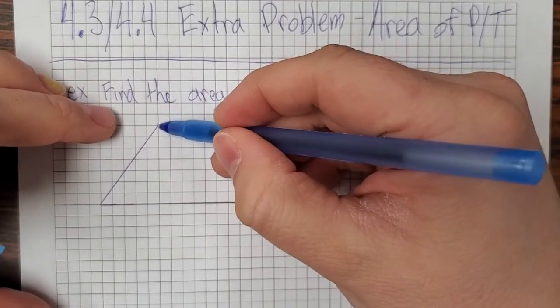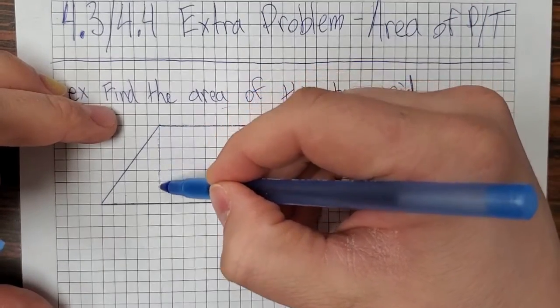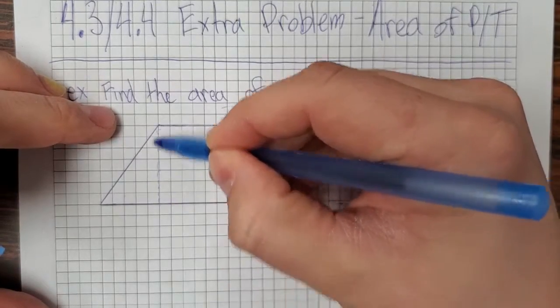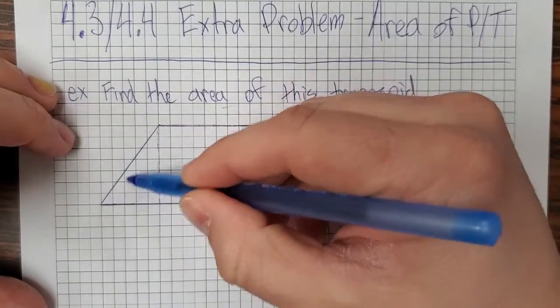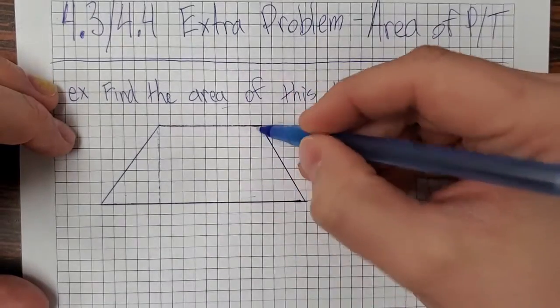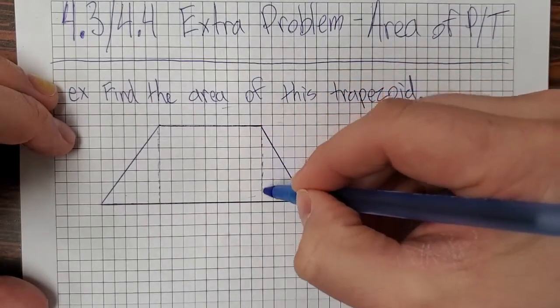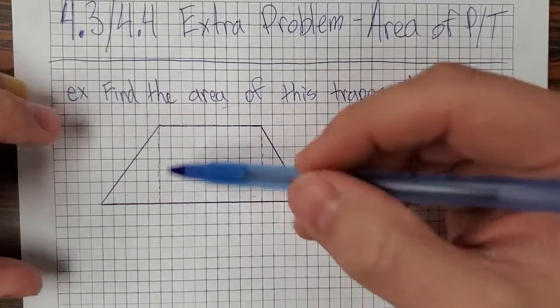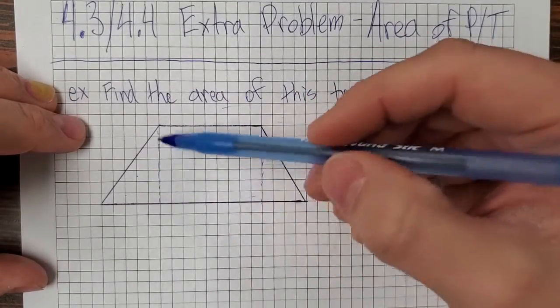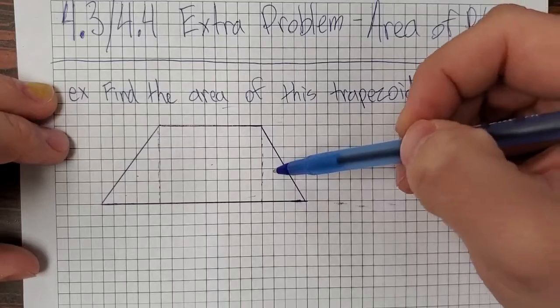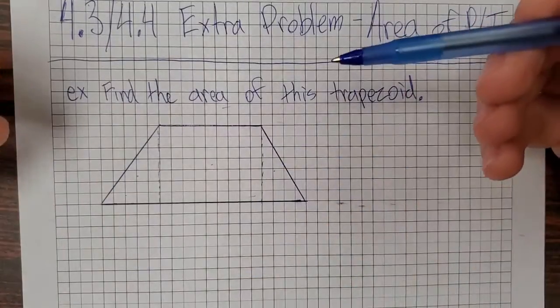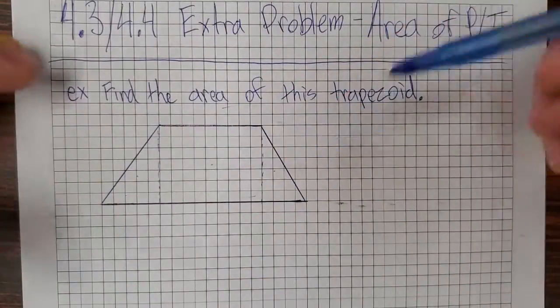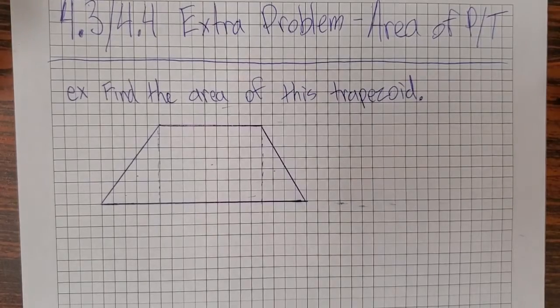One way you could do it is you could look right here and make this perpendicular line to our base down here. And we could have a triangle and make another one here, another triangle, and then this rectangle right here. And we could find the area of this triangle, the area of this rectangle, and the area of this triangle, add it all up, and we would have the area of the whole thing. That's one way we could do it.